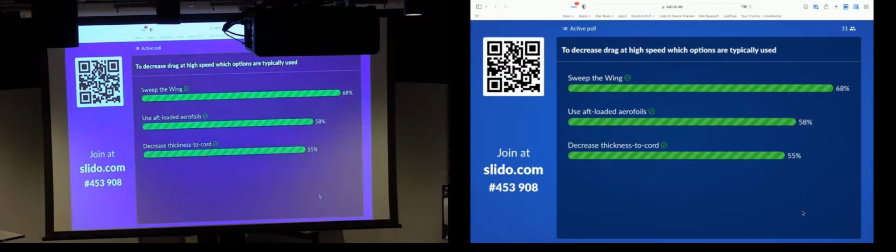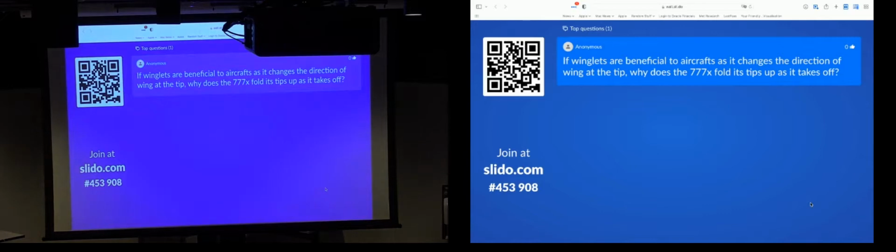Okay. Oh dear, we're running out of time. There is one question before we move on to the next survey, and the last survey on this one. If winglets are beneficial to aircraft as they change the direction of the wingtip, why does this 777 fold its wingtips at takeoff? The 777X actually has folding wingtips that go down at takeoff.